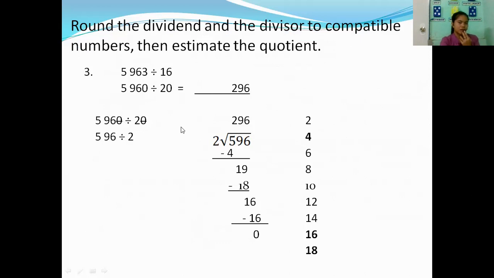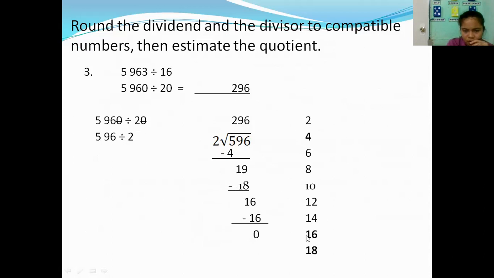Then cancel 0 and then divide 596 divided by 2. So we have here the multiples of 2. So 5 divided by 2, we have here 2 in the first place, so we write here 2. 2 times 2 is 4, subtract, so 5 minus 4 is 1, and then bring down 9. So 19 divided by 2, we can use here 18. We cannot use 20 because 20 is greater than 19, so we can use here 18. 9 times 2 is 18, so we write here 9, then subtract. 19 minus 18 is 1, then bring down 6.